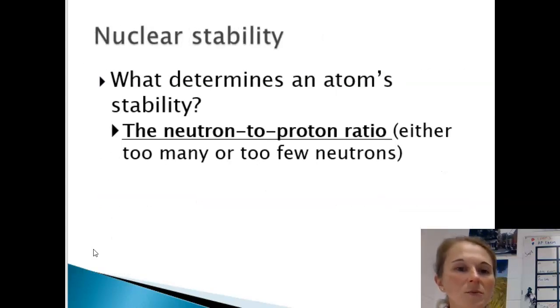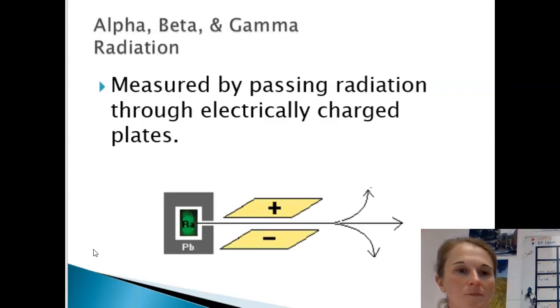So nuclear stability is the neutron to proton ratio. We want just the right number of neutrons, not too many, not too few. So now we're going to talk about the three different types of radioactivity.